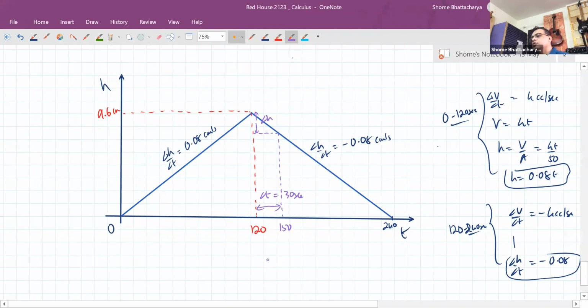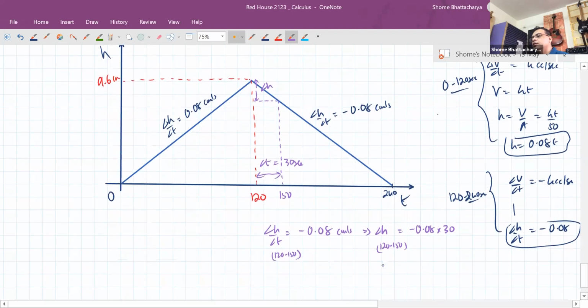Okay. So delta H by delta T from 120 to 150 seconds is minus 0.08 centimeters per second. So this drop in height, which is occurring from 120 to 150 seconds, is equal to minus 0.08 multiplied by 30. Okay. So it is a drop of 2.4 centimeters from 120 to 150.